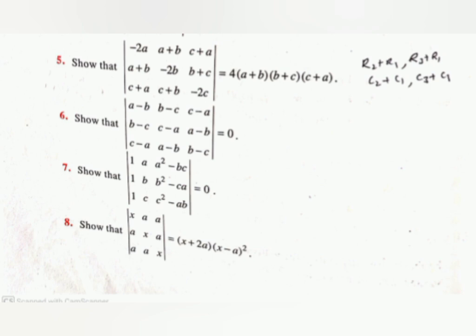And for the eighth one, you can observe the elements of that determinant x, a. If we add all columns, you may get the first column as x plus 2a. x plus 2a is common. Then apply row operations, meaning R2 minus R1 and R3 minus R1. So you'll get it.